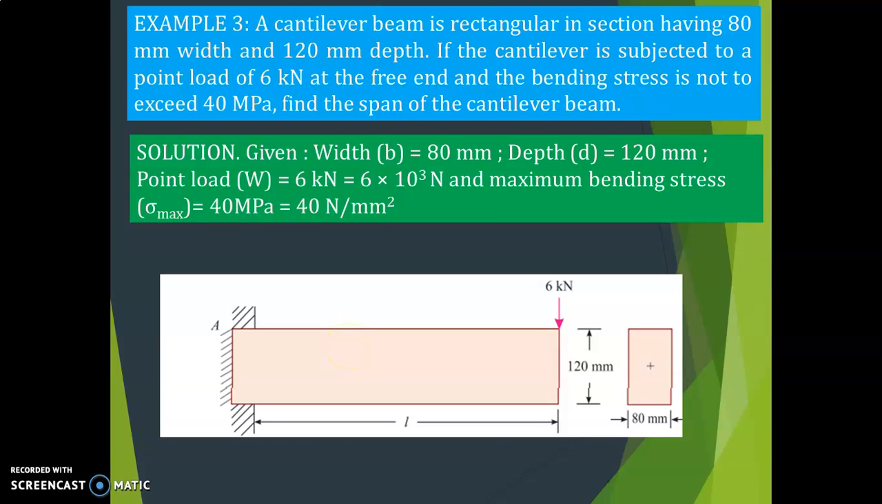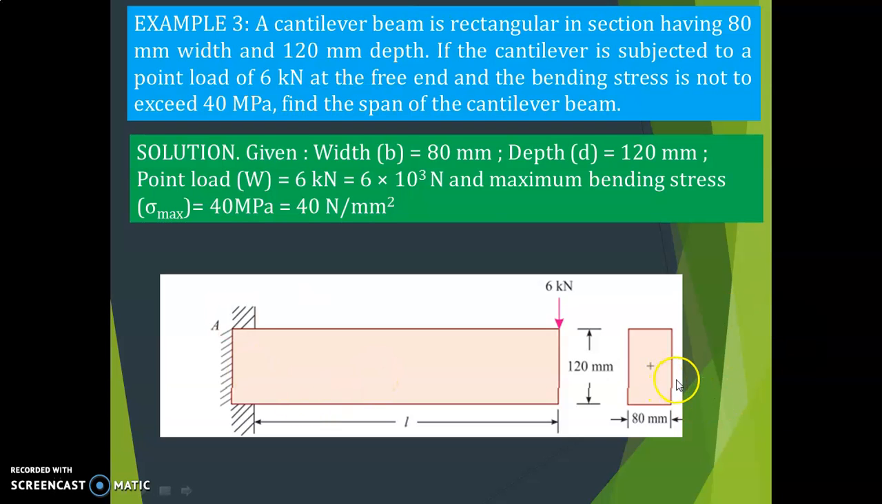So we have the equation M divided by I is equal to sigma divided by y, or you can write in terms of sigma. Sigma is equal to M into y divided by I. I divided by y, that is ratio of moment of inertia to the extreme fiber, that is equal to Z, section modulus. So sigma is equal to M divided by Z. So first we have to calculate what is Z, that is section modulus.